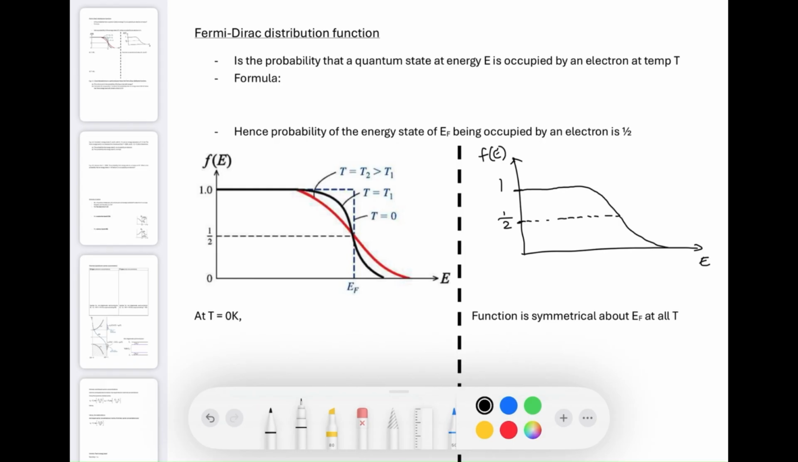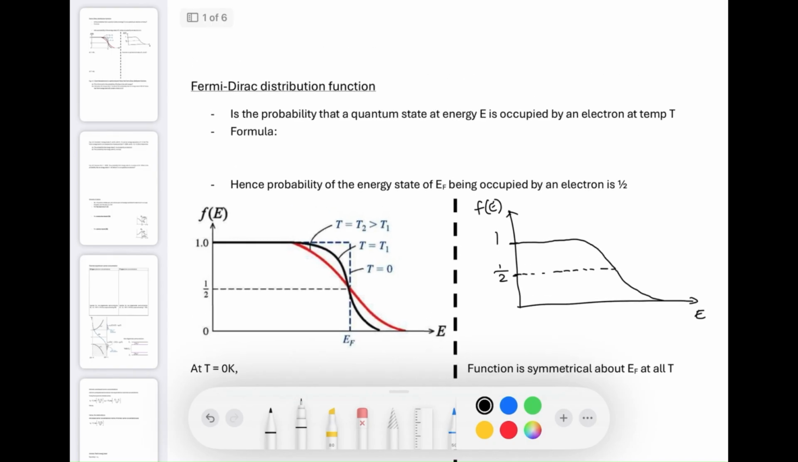In this video, we'll be talking about Fermi energy levels and also carrier concentration of a semiconductor in thermal equilibrium. So let's start with the Fermi-Dirac distribution function, which shows the probability that a quantum state at energy E is occupied by an electron at some temperature T. So what does this mean?